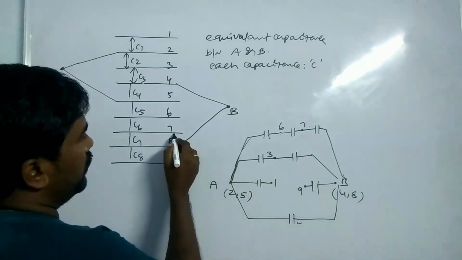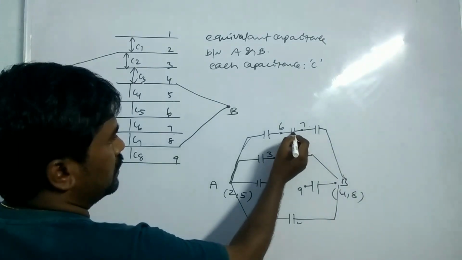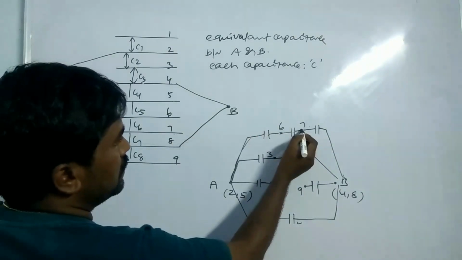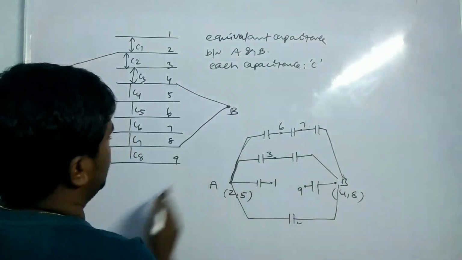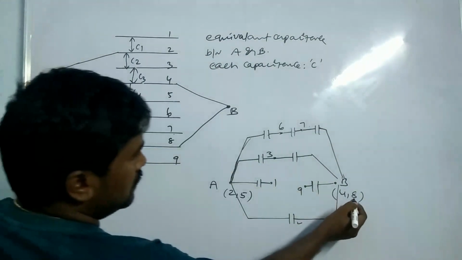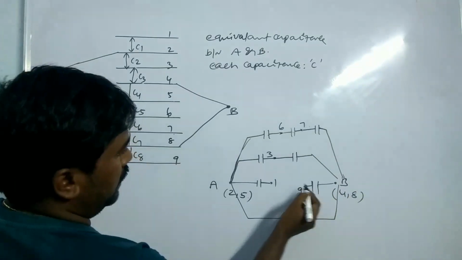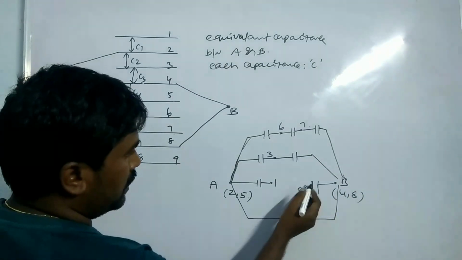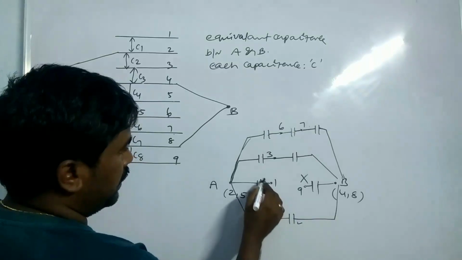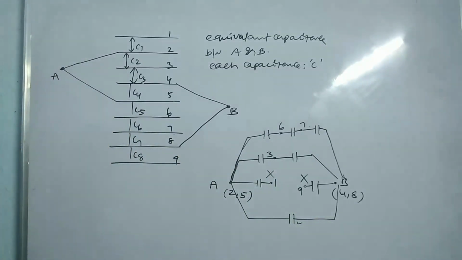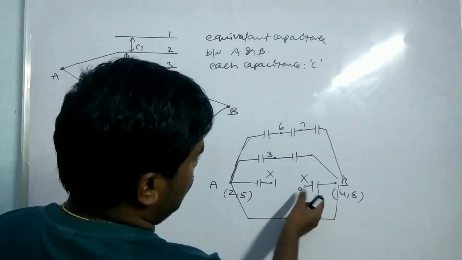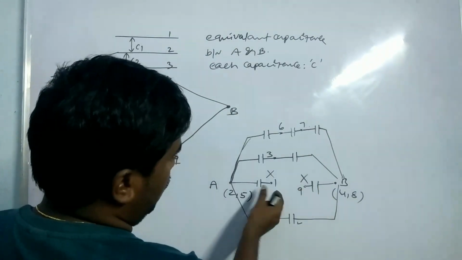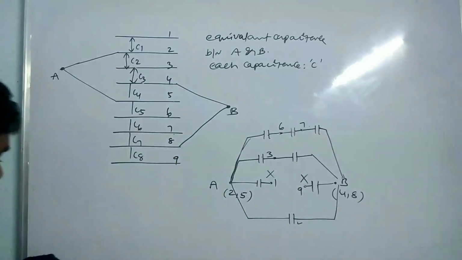Between 6 and 7 there is a capacitor. Between 7 and 8 there is a capacitor. Clear. 8 and 9. This is 8. There is no 9. Here there is a 9. So these two are not connected to anyone. So this is not a capacitor and this is not a capacitor. Simple. Understood? Hence these two are not capacitors.